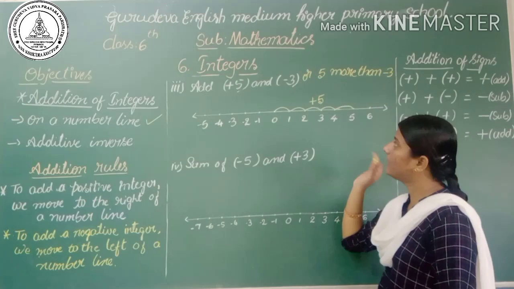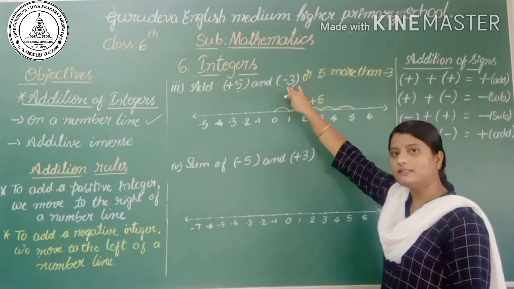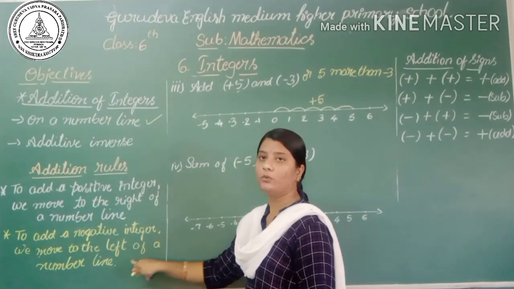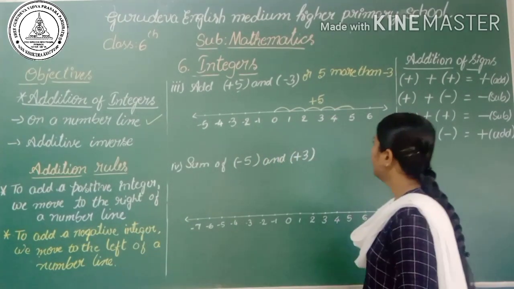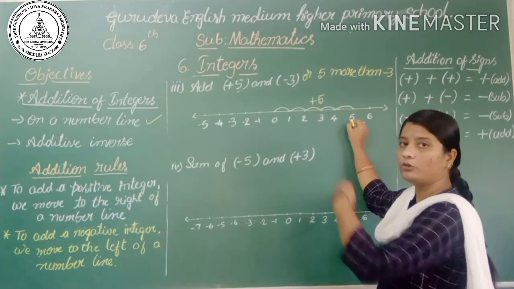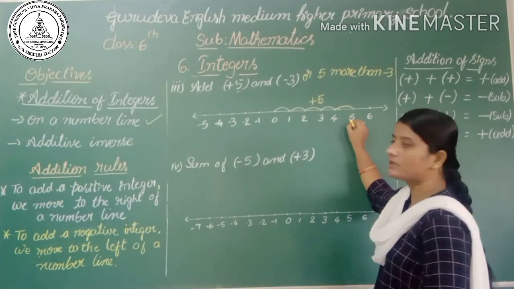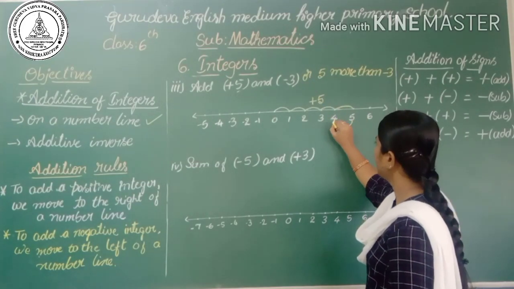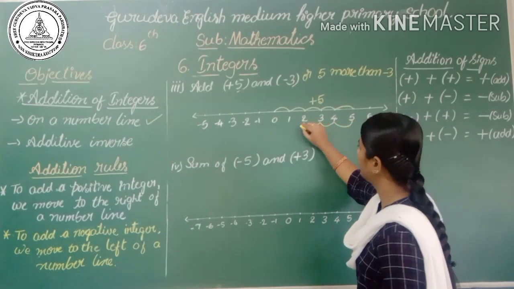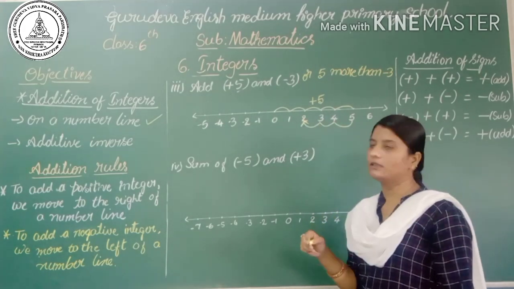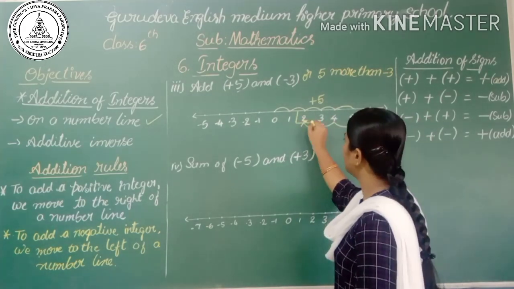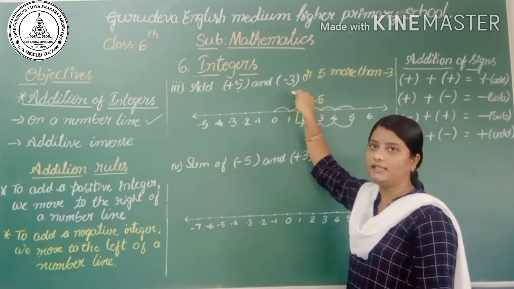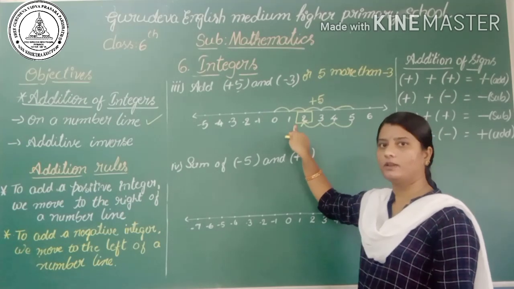And next we have to add minus 3. So minus 3 means what we have to do? To add a negative integer, we move to the left of the number line. Right? So here there is a 5, and we have to move left. How many steps? Yes, that is 3 steps. Let's move here: 1, 2, 3. What do we get as the sum here? That is plus 2. What is the sum of plus 5 and minus 3? That is plus 2. Okay?